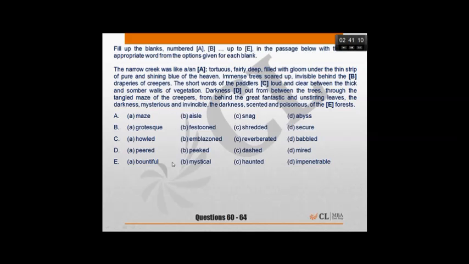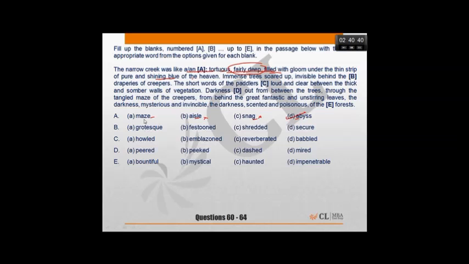Okay, 60 to 64, fill in the blanks. I have to attempt this one. The narrow creek was like a dash torches fairly deep, filled with gloom under a thin strip of pure shining blue of the heaven. Torches fairly deep. Maze, isle, snag, abyss. It has to be abyss because it's talking about fairly deep. Otherwise, maze also could have been the answer, but isle definitely doesn't fit in. Snag not. Abyss, because it's talking about torches fairly deep, filled with gloom, etc.